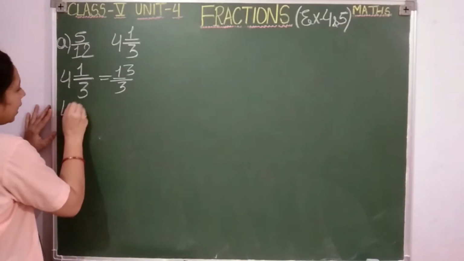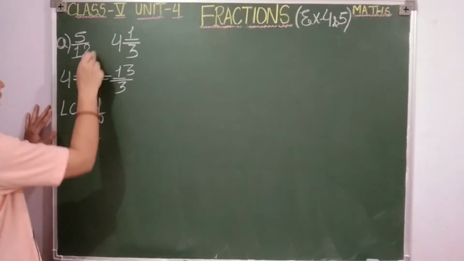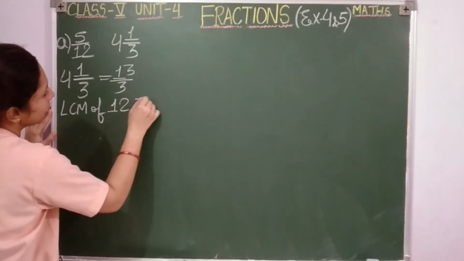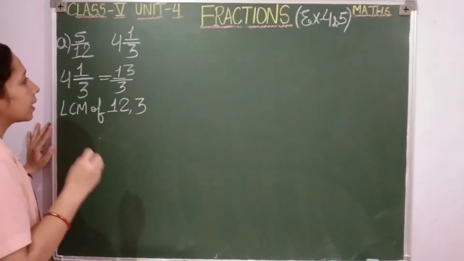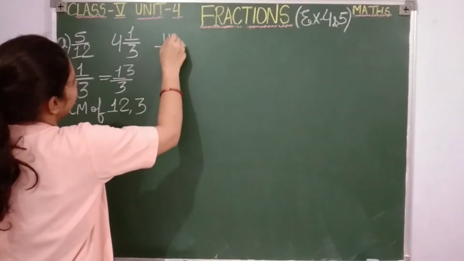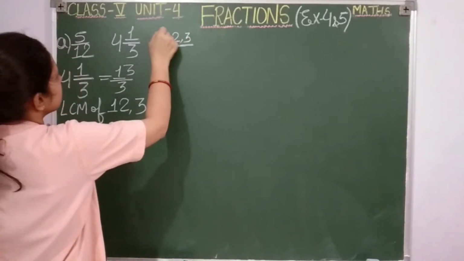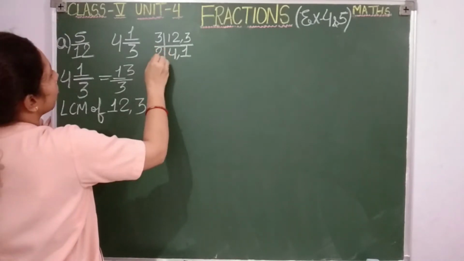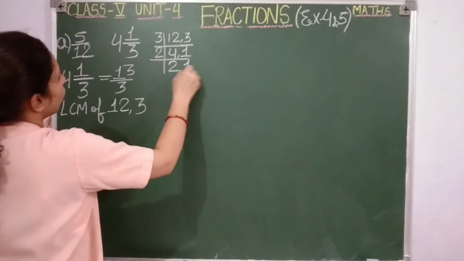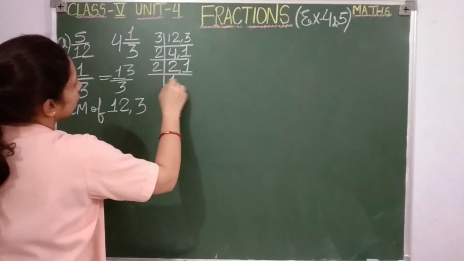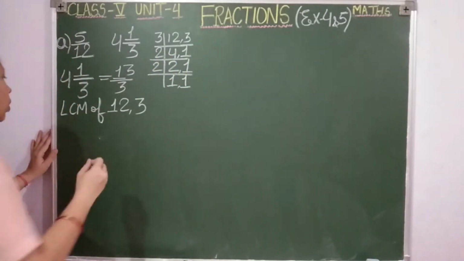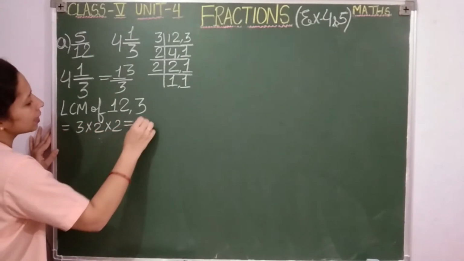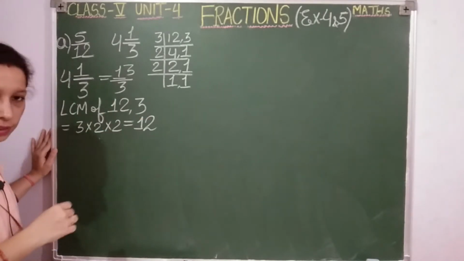So students will write the LCM of the different denominators. Here it is 12, here it is 3. LCM of 12 and 3. Okay, now let us take their LCM. 12 and 3. So students, 3 4s are 12, 3 1s are 3, then 2 2s are 4, then 2 1s are 2. So what is the LCM students? 3 into 2 into 2. 3 2s are 6, 6 2s are 12. I got 12. Clear students?